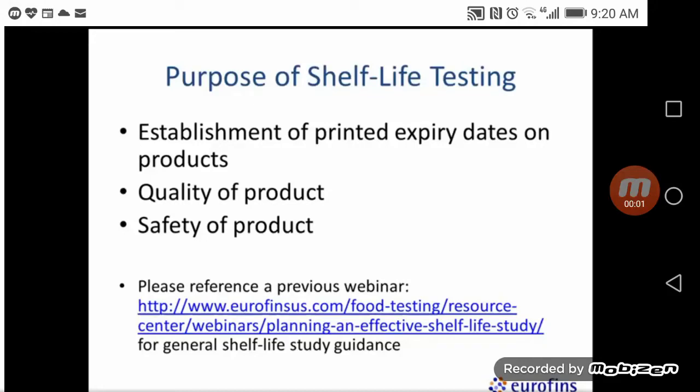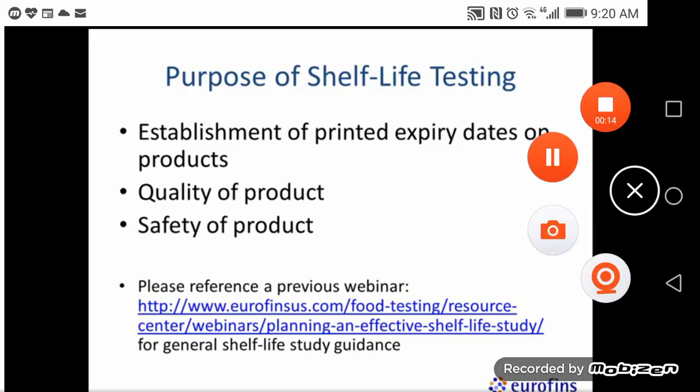of a shelf life study. And we're going to gauge that by looking at quality factors related to the quality of the product and the safety of the product. Now, some of the stuff we'll touch on will be a review from the previous.